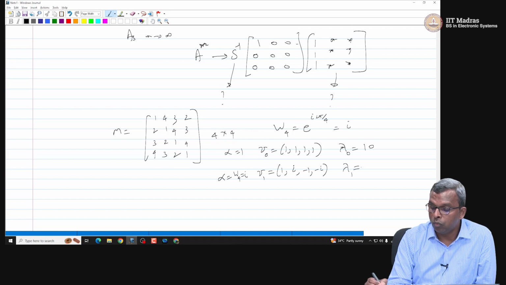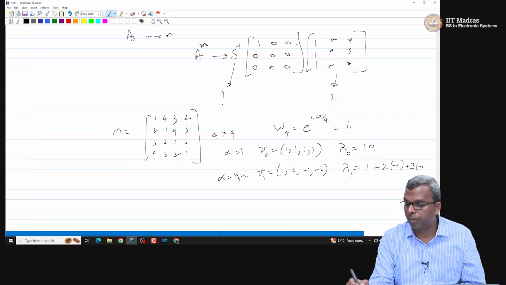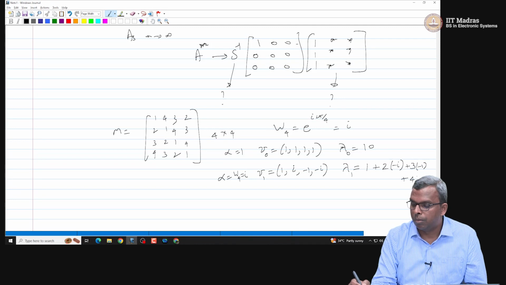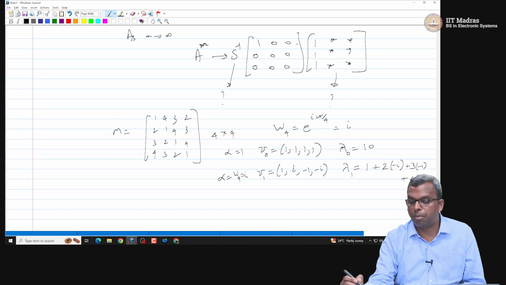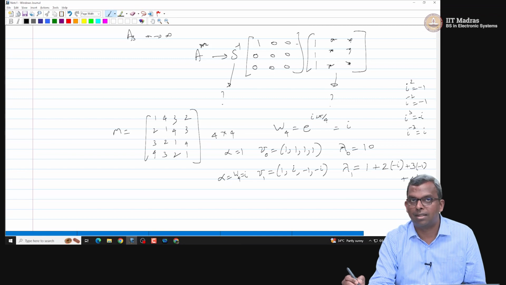And what is lambda 1? Lambda 1 is, with 1, 2, 3, 4 as H, right? So, 1 plus 2 into alpha inverse. Remember, alpha inverse is what you have to multiply, so it is minus i, plus 3 times alpha power minus 2, so it is minus 1, then 4 times alpha power minus 3, so it is i power minus 3. Remember, if you want, you can write it down. i squared is minus 1, i power minus 2 is also minus 1, i power 3 is minus i, and i power minus 3 is i.